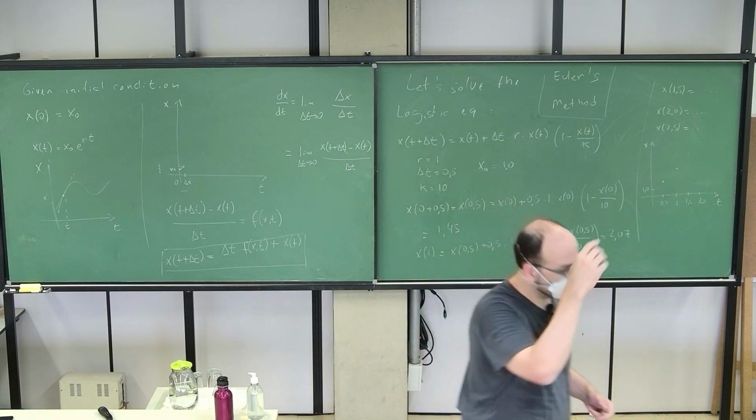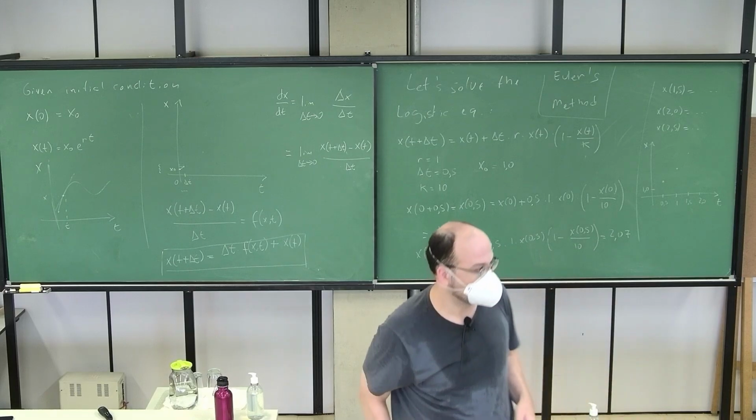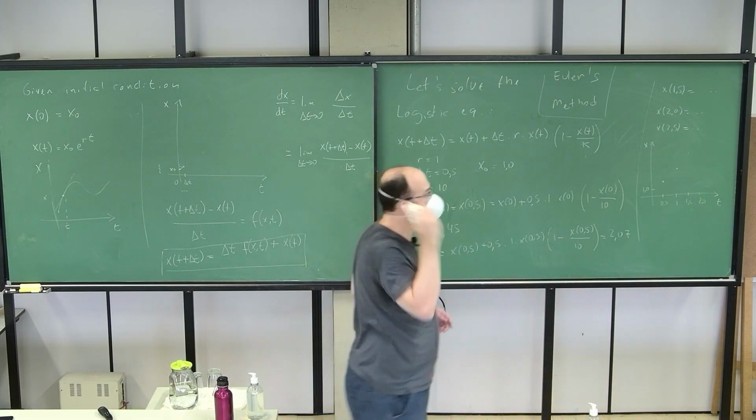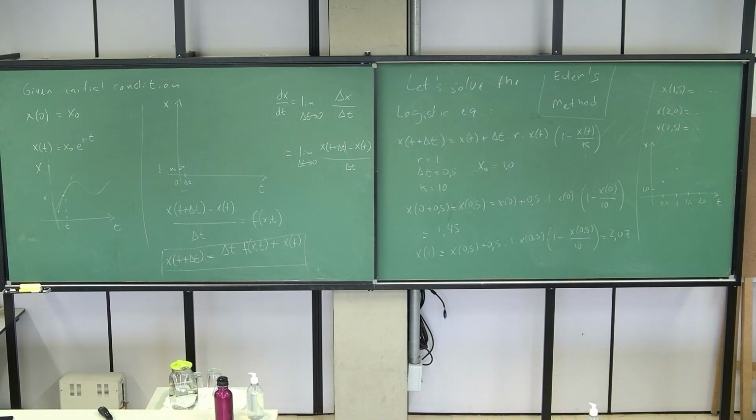Okay, yes? Yeah. What is the difference between choosing a really small time step in Euler's method and this one that you're talking about right now? Is that it's going to be more efficient?